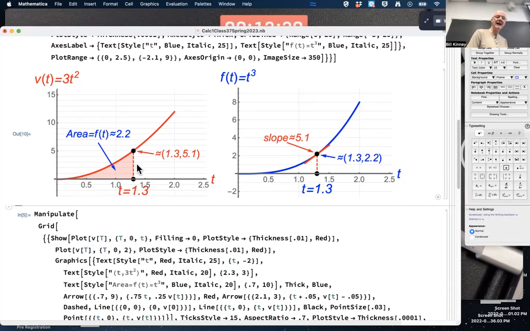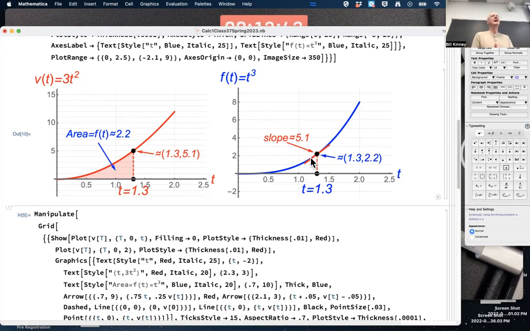The speed or velocity in this case is the output of the derivative when t is 1.3. The derivative is 3t squared, right? The derivative of t cubed is 3t squared. When you plug 1.3 into that function, 1.3 squared times 3 is about 5.1. The second coordinate of this point on the velocity graph is giving you the slope of that red line.